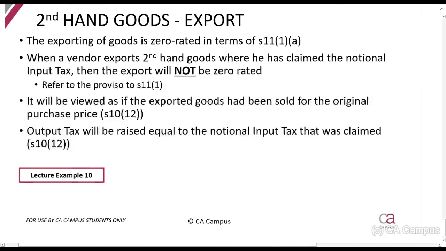A special ruling, guys, not as common to see. I'm just pointing it out to you. Do you remember when we had direct exports? We saw that it was zero rated. There's one special rule that says, if you had second-hand goods where you claimed notional input tax and you export it, it will not be zero rated. They tell you that you will be treated as if you had sold the goods for the original purchase price. So in other words, you will raise output tax equal to the notional input tax that was claimed. And you'll see this in your lecture example.